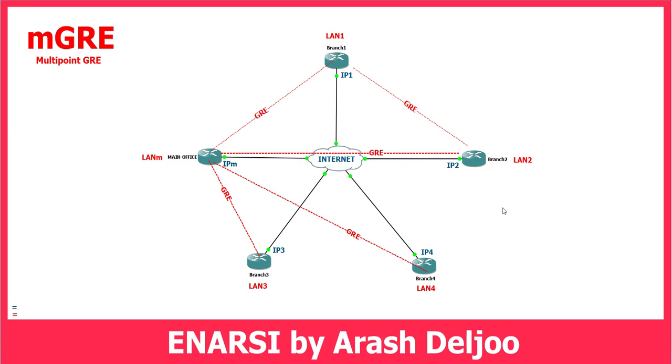And it is not so easy to maintain this network. Assume that, for example, we have 100 branches, and also we need full mesh connectivity between all of these branches. What does it mean? It means that the number of GRE tunnels is n times (n minus 1), divided by 2. And if you want, you can calculate it.